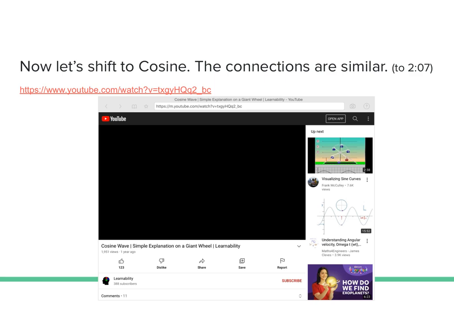Lastly, let's talk about what the word co means in cosine. Okay, we don't need to worry about that part right now.